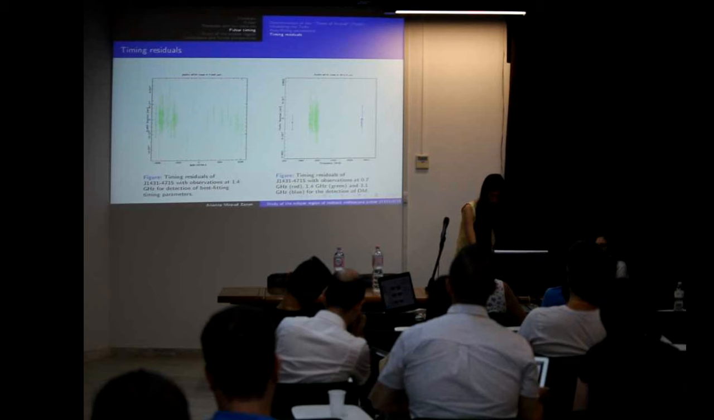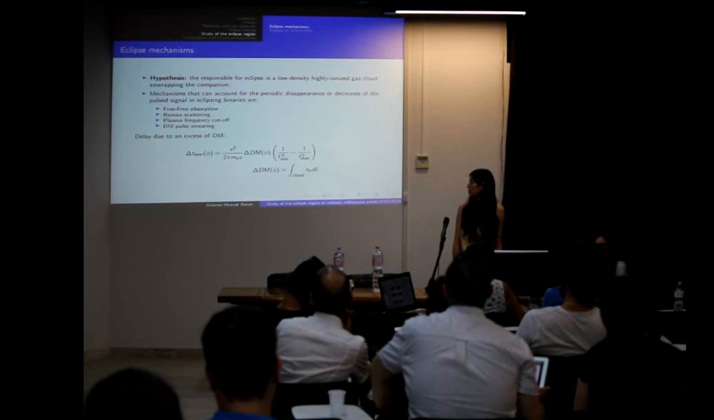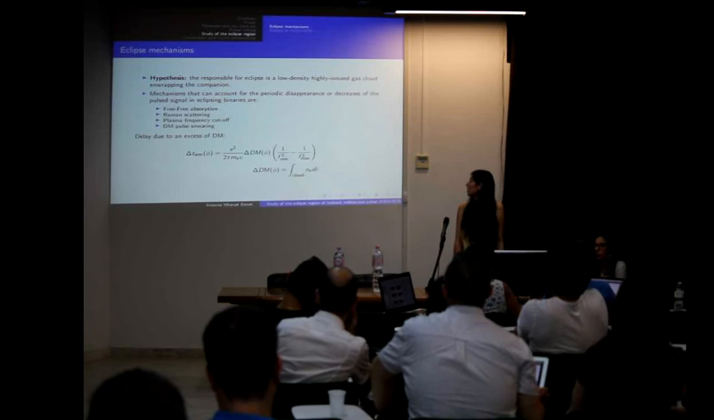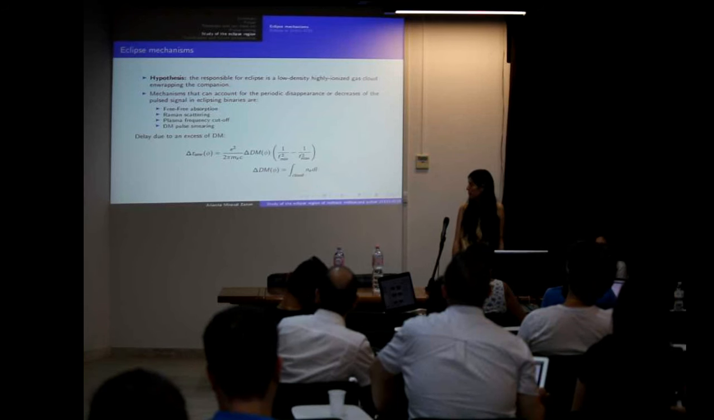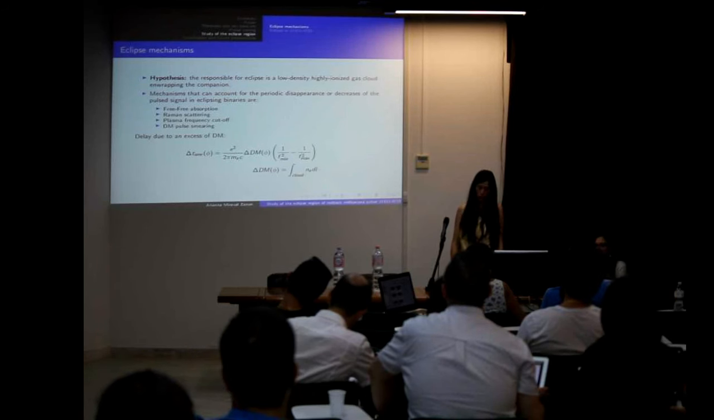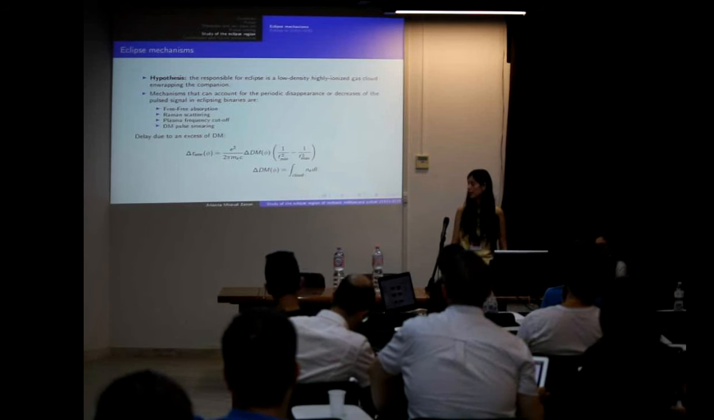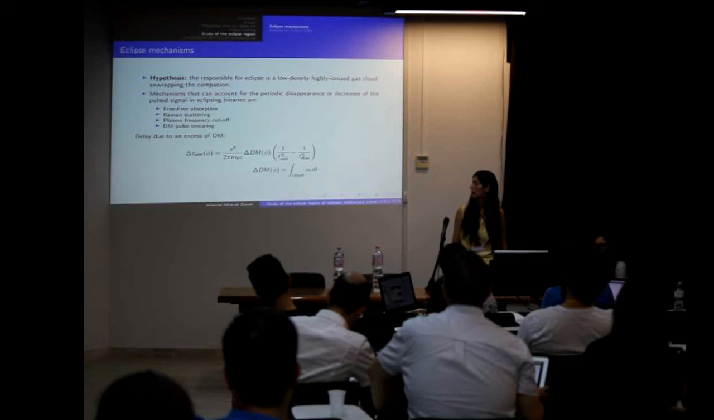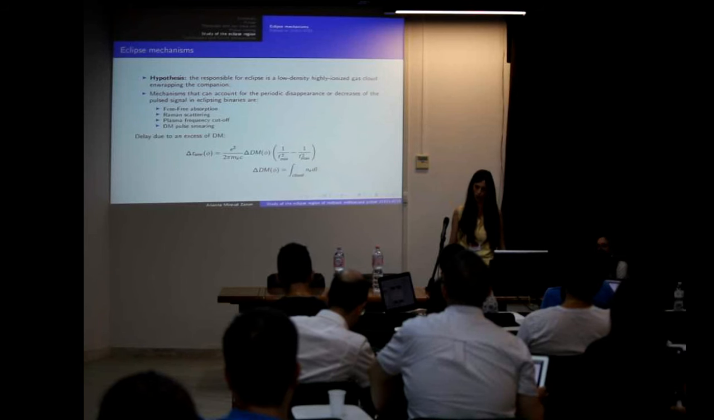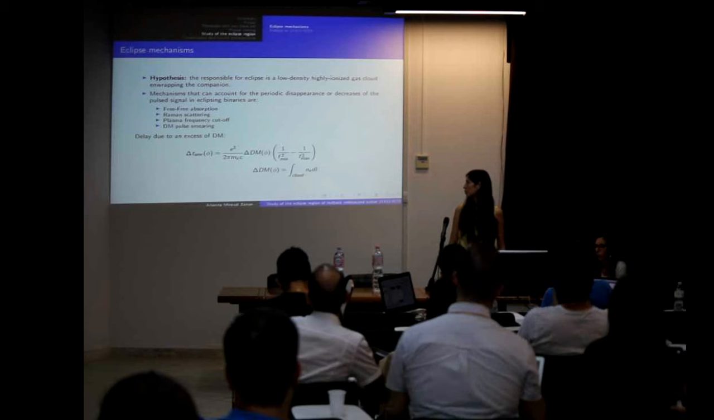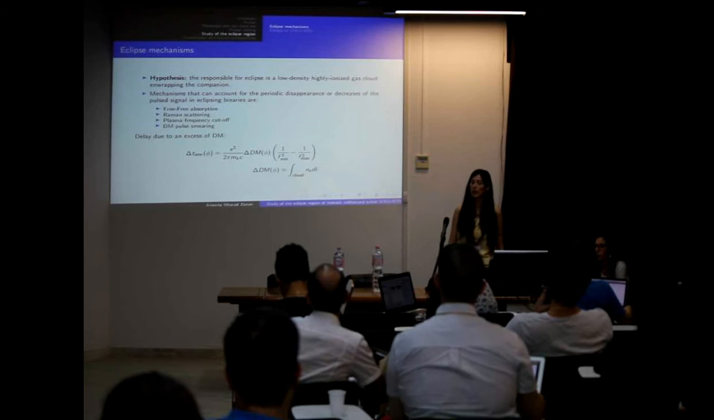And in the second part of our work, we focus on the eclipse mechanisms. We assume that the cause of the eclipse is a low-density ionized gas cloud enwrapping the companion. The mechanisms that can account for this disappearance or decrease of the pulse signal are free-free absorption, Raman scattering, and plasma frequency cutoff, which are absorption processes, and the last one is dispersion measure smearing, which causes a pulse smearing due to the rapid variation of the dispersion measure in the region of the eclipse, and also causes a delay in the time of arrival.